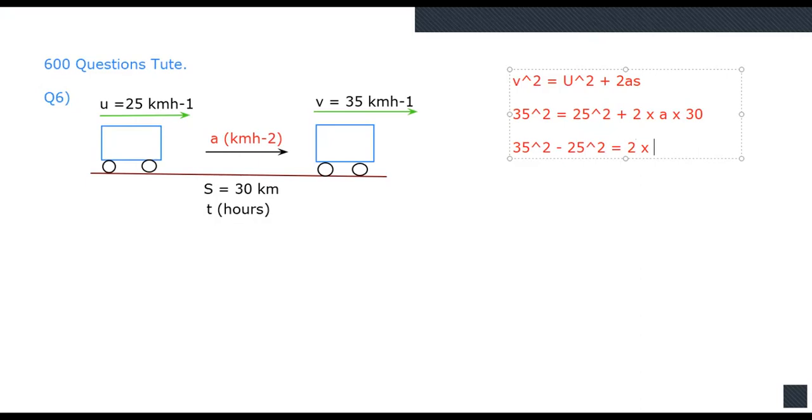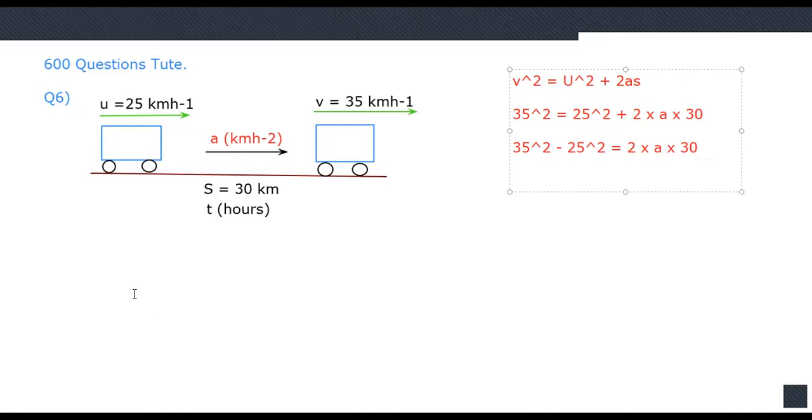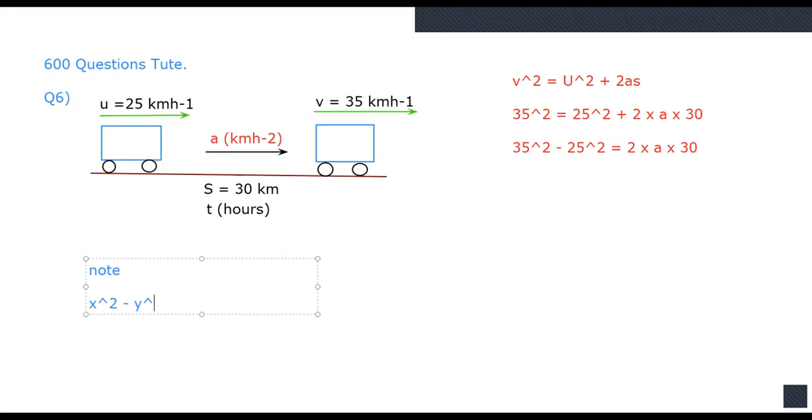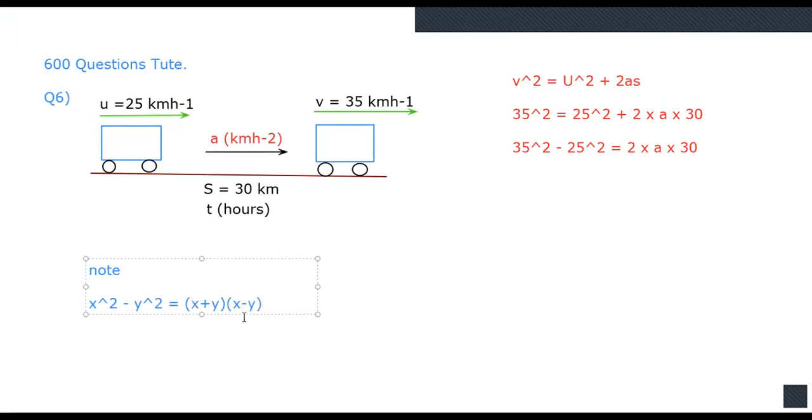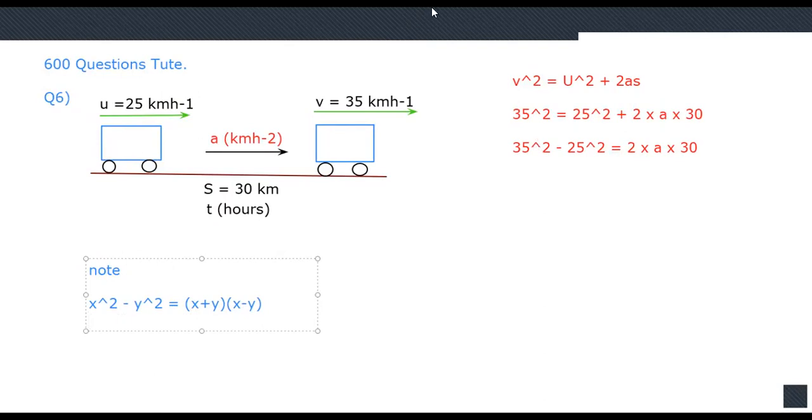And on the other side, the remaining terms will be 2 into a into 30. That will be the remaining terms. Right? So after that, in O levels, I think you may remember this. Check whether you remember this from O level maths. Do you remember that x square minus y square equals, do you remember this? Somebody? Lamai? Yes, sir. Yes, dear? x minus y, x plus y. Very good. x plus y into x minus y. So you have learned this in O level. So I'm going to use the same thing here.